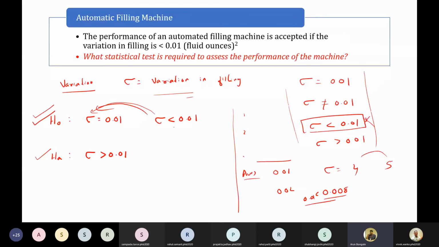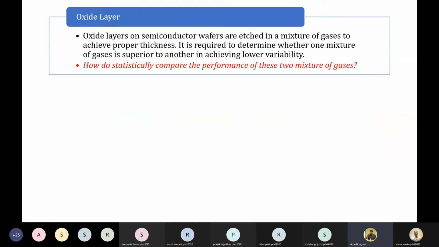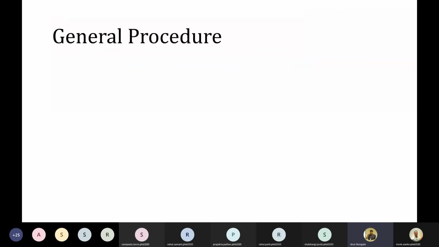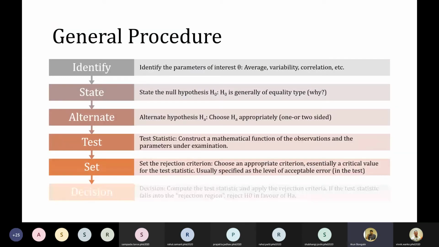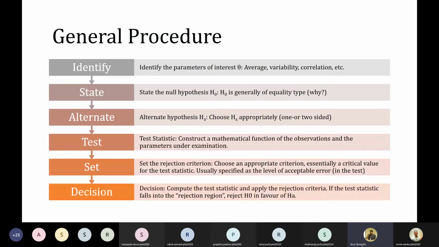Now based on these observations and this analysis, we can come out with a general procedure for formation of hypothesis. These are the step-by-step procedures which are generally used for statistical hypothesis testing.